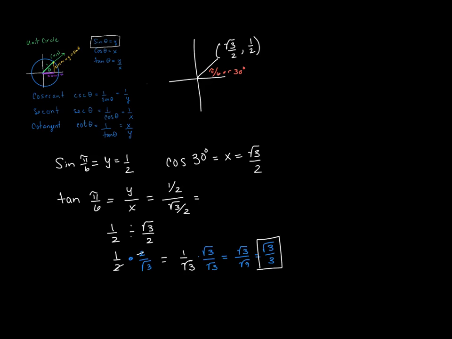So to find the cosecant of pi over 6, remember that is 1 over the sine, so that becomes 1 over 1/2. Again, just flip that. That's 1 divided by 1/2, or 1 times 2. So all of that just equals 2.